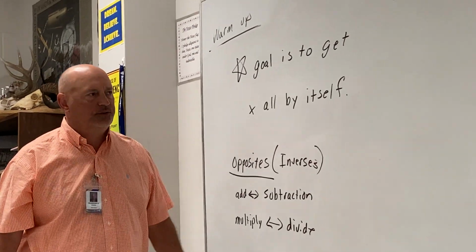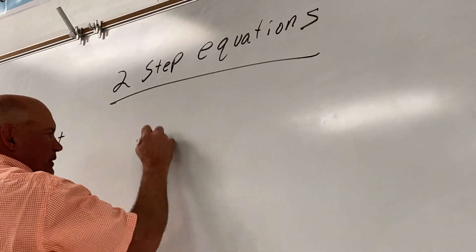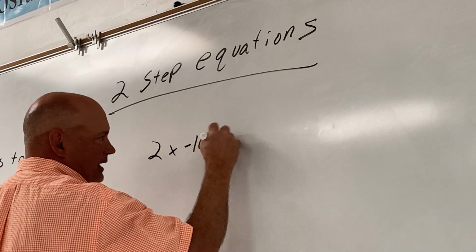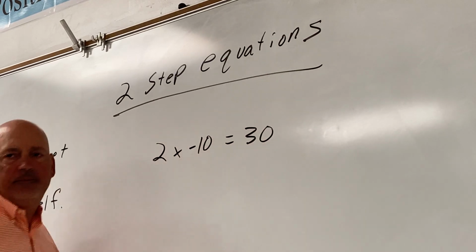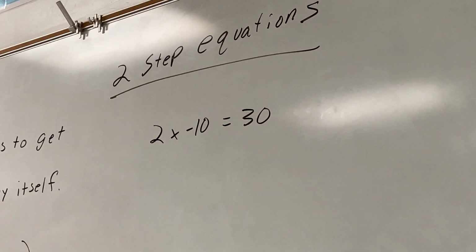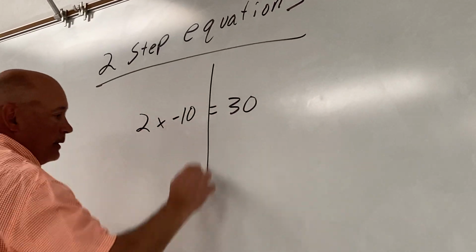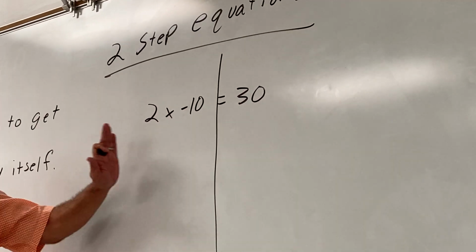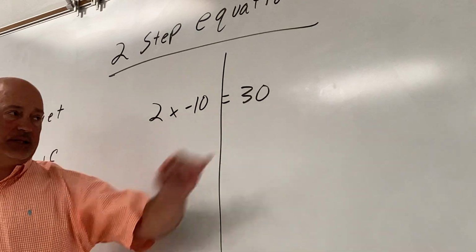I'll show you what I mean in just a second. So let's start with something easy. 2x minus 10 equals 30. Okay, the first thing I like kids to do is draw a line down the equal sign. That cuts the equation into the left side and the right side.